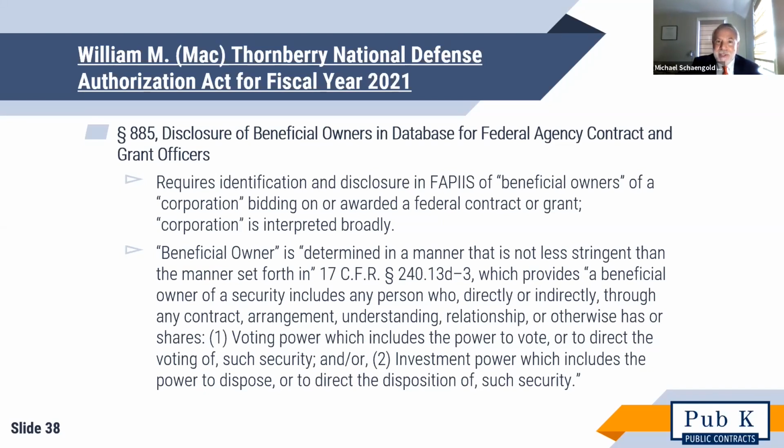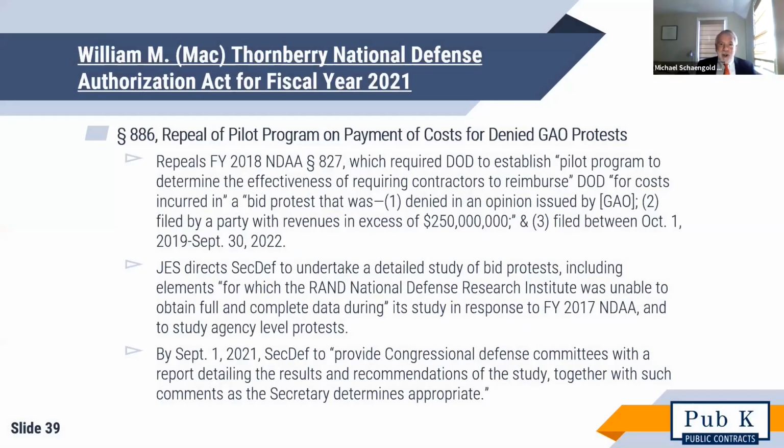Slide 39, please. You will recall that in a controversial and also ambiguous provision, Section 827 of the 2018 NDAA required the Secretary to establish a pilot program to determine the effectiveness of requiring contractors to reimburse DoD for protests that they lost, where there was a GAO decision denying it, and where the company had revenues in excess of $250 million. This pilot program was scrapped.